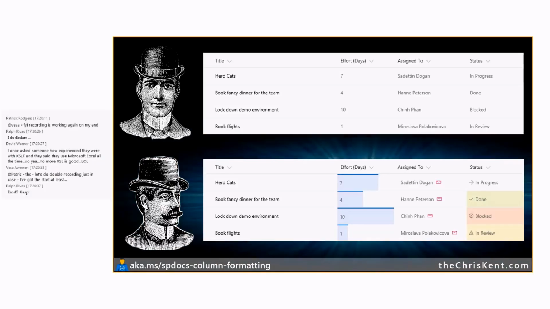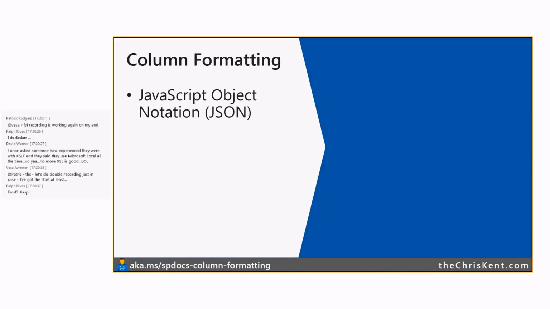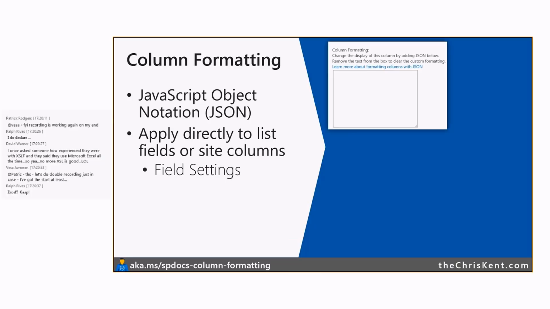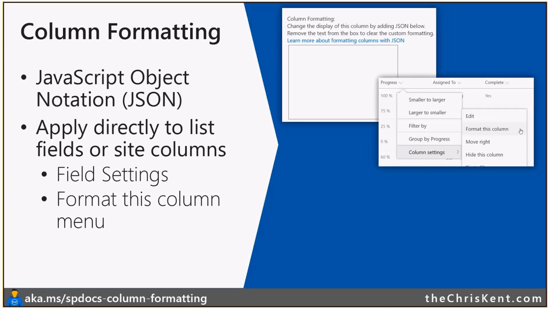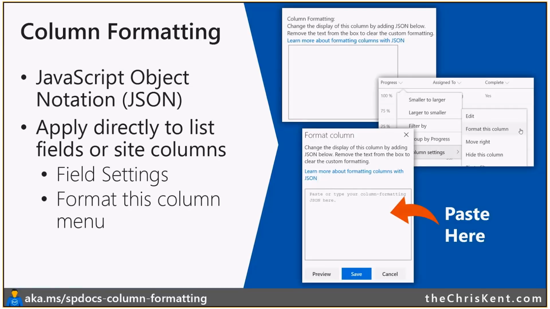Okay, like I said, it is JSON, the JavaScript Object Notation. You can apply it directly to the list fields or site columns. So when you edit your fields, if you go into the list settings and go to your field, you get this nice little box that shows up right above column validation, and you can paste it right there. Even easier, there's this format this column menu right on the list view. If you click that, it's going to open up the exact same box, but in a little dialog, and you can preview it, and you can save it.